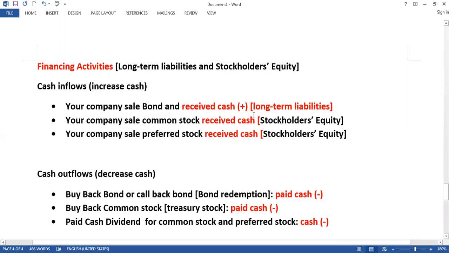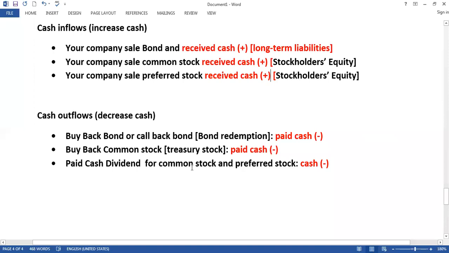So again, your company sells common stock and receives cash. Your company sells preferred stock and receives cash. So these are cash inflows from financing activities. Buy back the bond, or call back the bond, or bond redemption: here the journal is bonds payable debit, and you paid them cash. You buy back the common stock: that means treasury stock debit, cash credit, and your cash decreases.